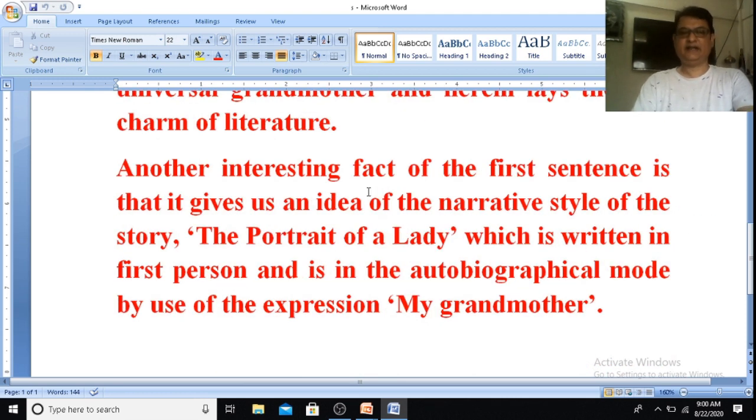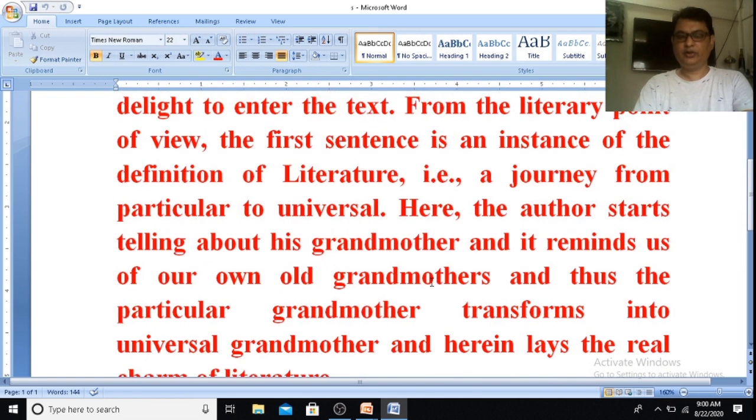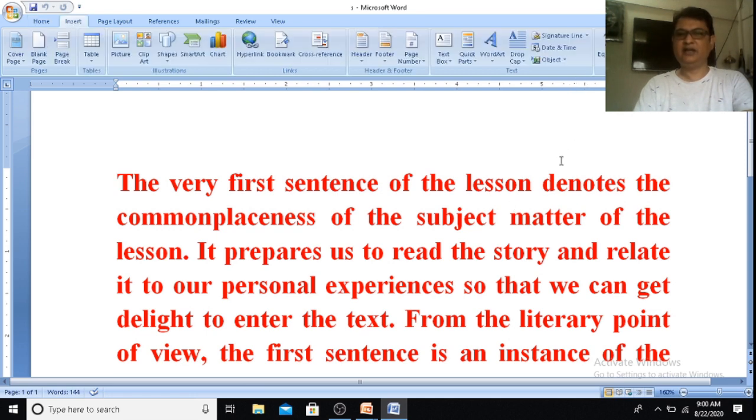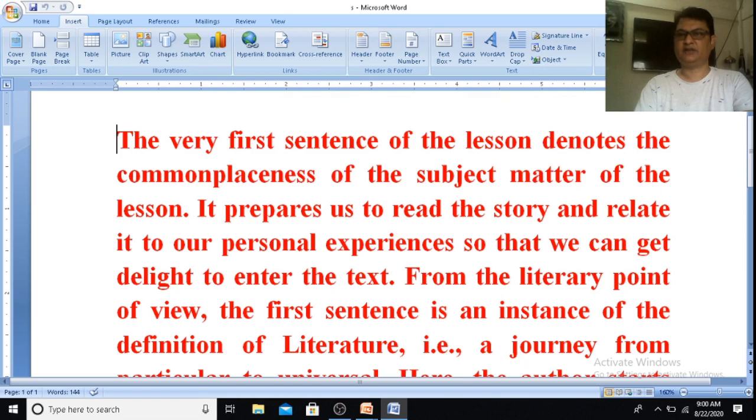Now, another interesting aspect of the first sentence is that it is very much explosive to give us an idea of the narrative style of the story. And this story, The Portrait of a Lady, is written in first person and is in the autobiographical mode by use of the expression "my grandmother." So, the very first sentence is very important in this particular lesson, and it actually prepares us to enter the text with our full enthusiasm and interest.